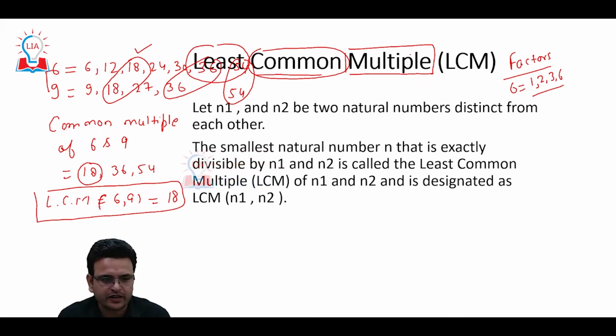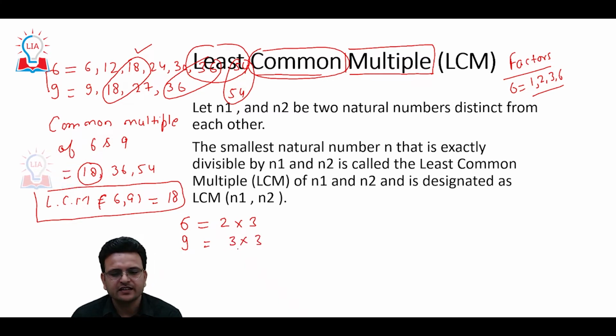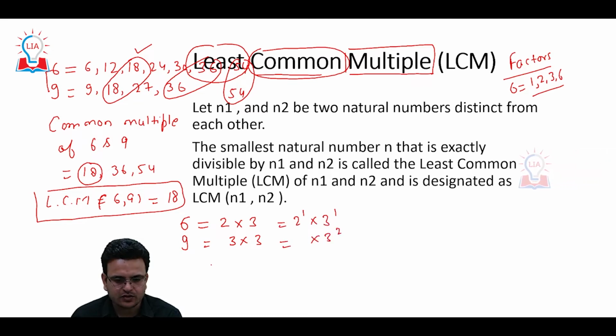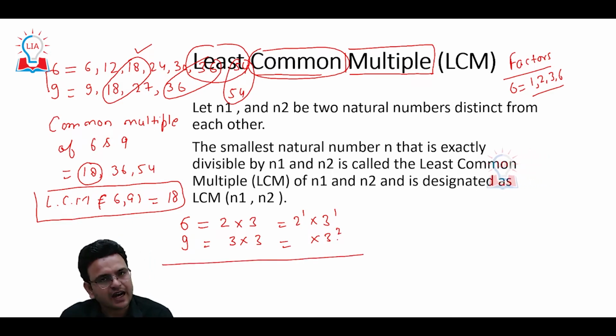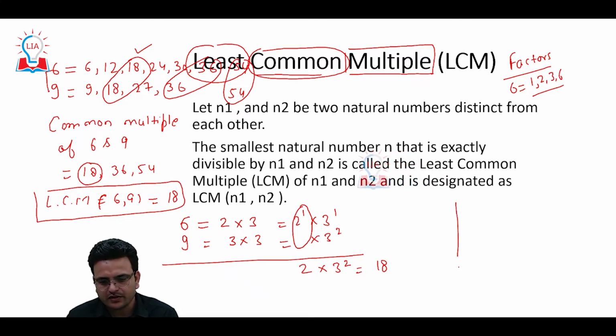So how can we calculate it? We can calculate it in two ways. You can just take the factors of 6, which are 2 and 3, and the factors of 9, which are 3 and 3. So we have 2 to the power 1, 3 to the power 1, and here 3 to the power 2. We have to take all the numbers with the highest power. So here we take 2 and 3 to the power 2, and it will be 18.